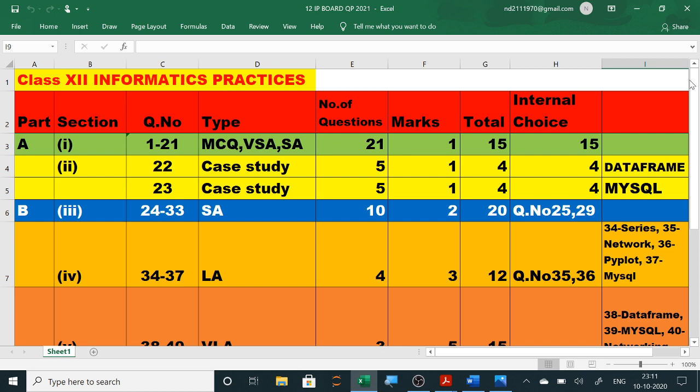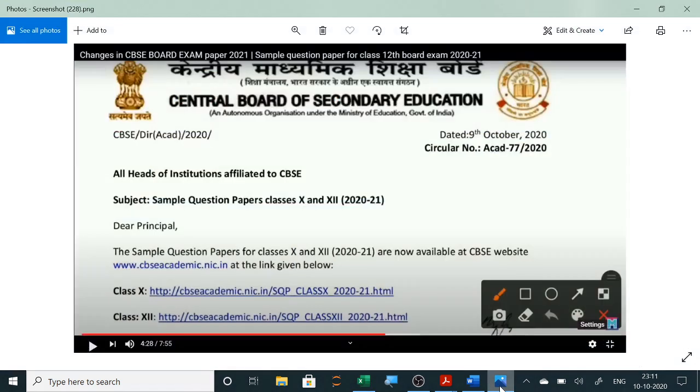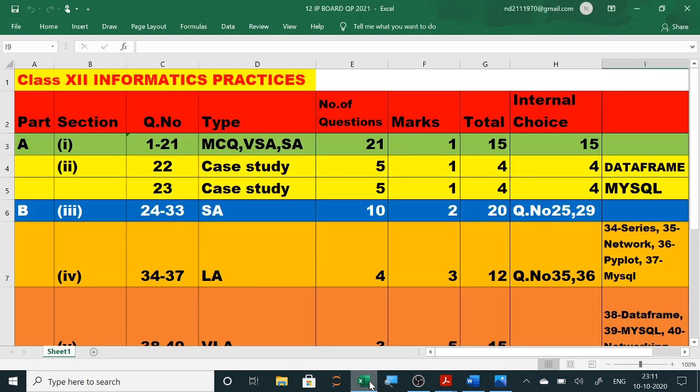So 2021 you can see here on the CBSE site. If you go to the CBSE site, cbseacademic.nic.in, under sample question paper, the SQP of class 12th, all the question papers, and class 10th all the question papers are there. So here see the pattern.